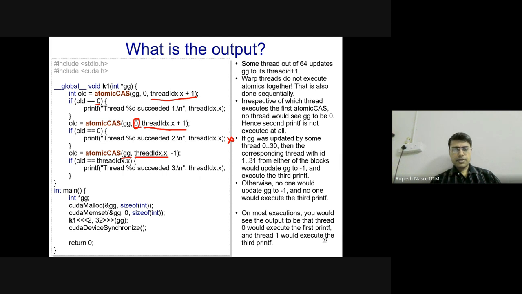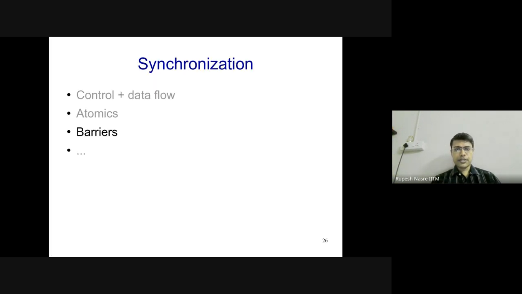Any other questions here? Okay, so it is important that you understand this particular example. It reveals multiple things related to warp processing as well as atomics. So you might want to read that a little later.